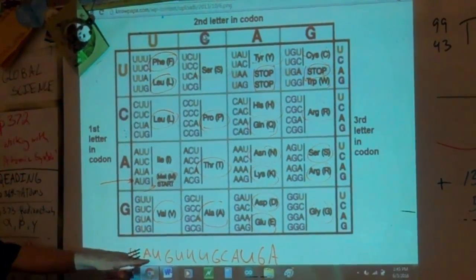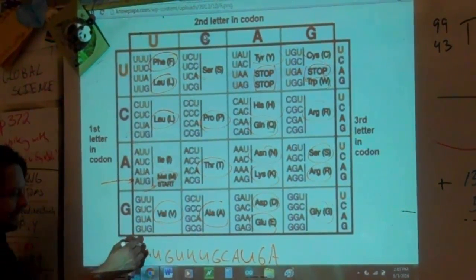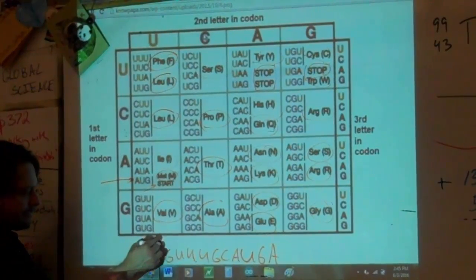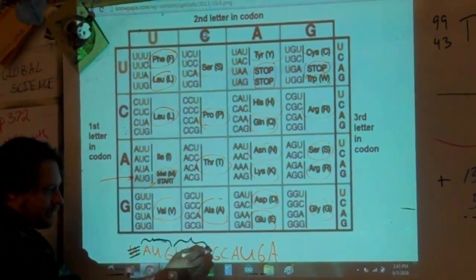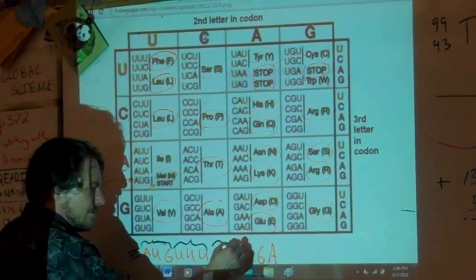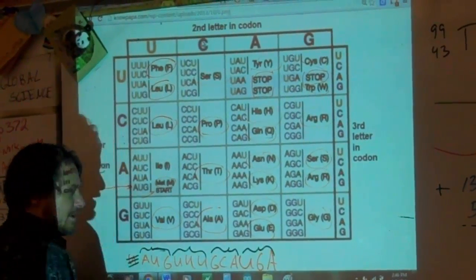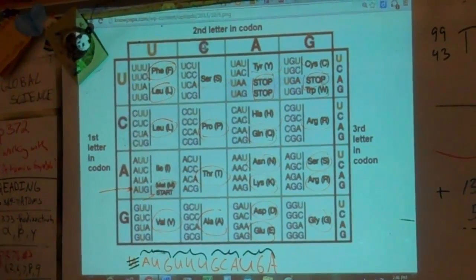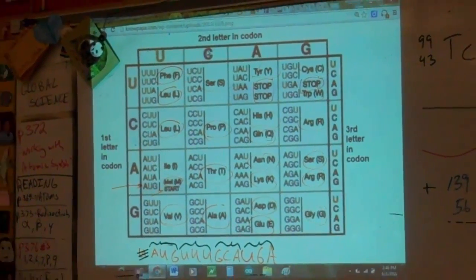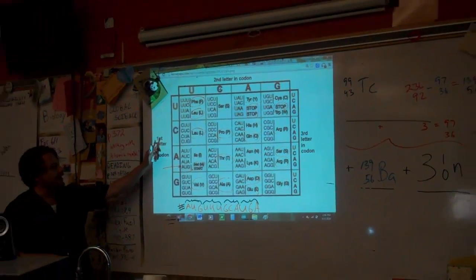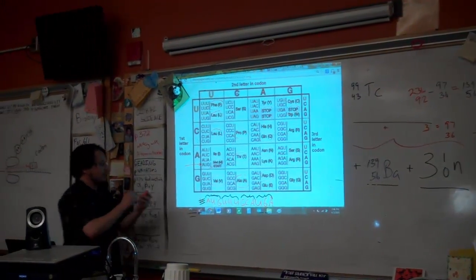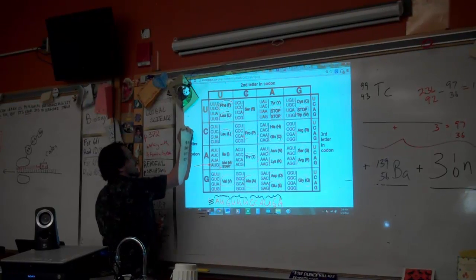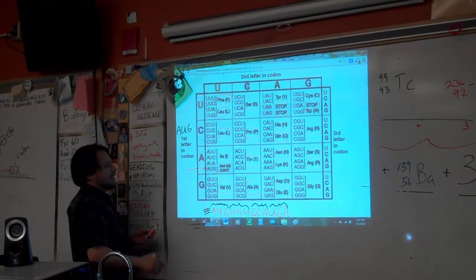And so it'll find that, and then it'll read these 3 at a time, and then it'll stop. So the first one, AUG, the way you read this, is always the same. You start with your first letter, which in this case is A, then the second letter, then the third letter. So the first one we're looking for is AUG. We're going to look for what that means.